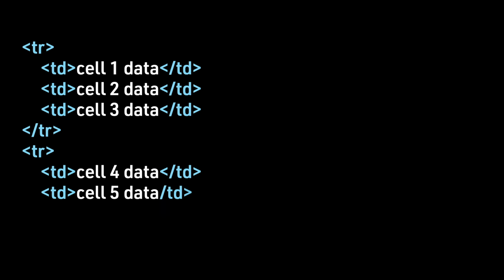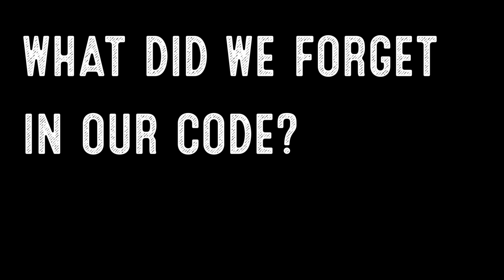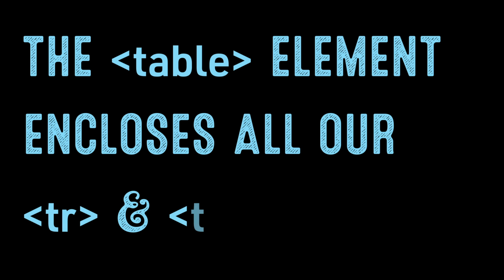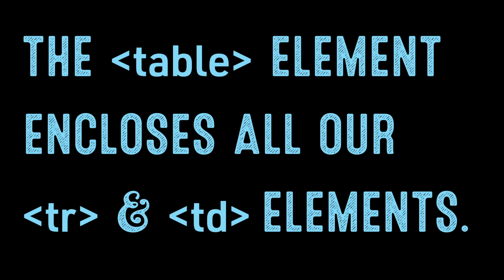Now we have a second TR element with 3 table data elements enclosed for cell 4, 5, and 6 data. What did we forget in our code? The table element encloses all our TR and TD elements.